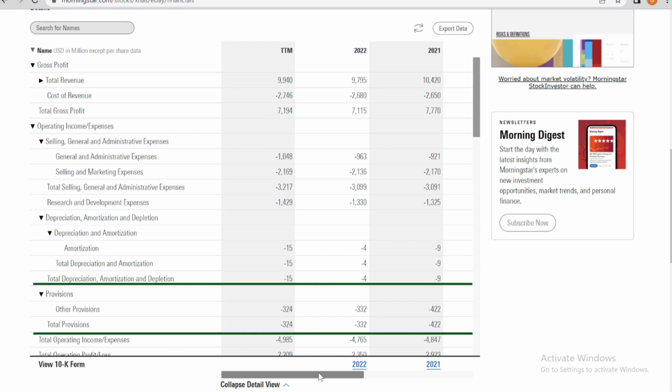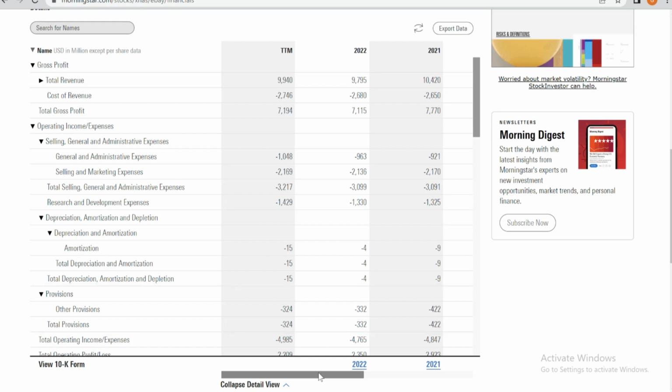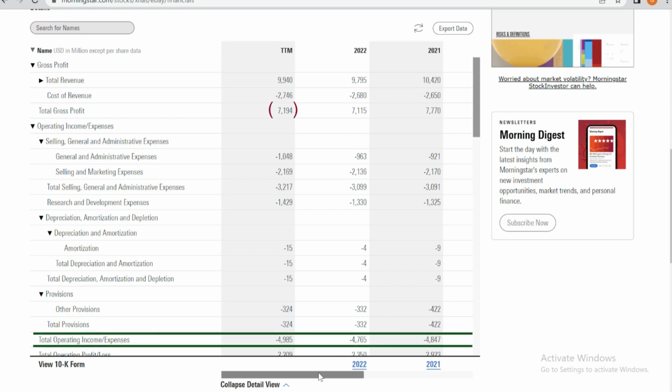So this extra money that was left untouched could have been used more productively. This year, $324 million were set aside as provisions for eBay. And down here, we have the total operating expense, which we take out from our gross profit to get the operating profit or loss, as we already know.